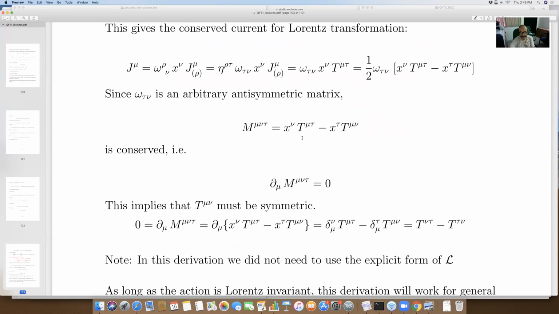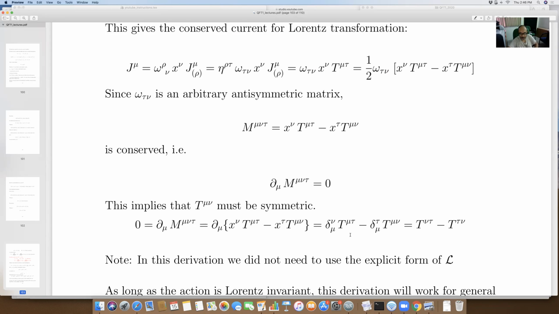Now this has a consequence. So what is the consequence? It implies that T mu nu must be symmetric. So let's check that. We have seen that this is 0. Let's substitute the expression for M mu nu tau, which is here. So you see that this gives you delta nu mu. When this acts on T mu tau, that of course is 0 because T mu tau is conserved, because translation is also a symmetry. So del mu T mu tau is 0 anyway. Similarly, del mu T mu nu is also 0.